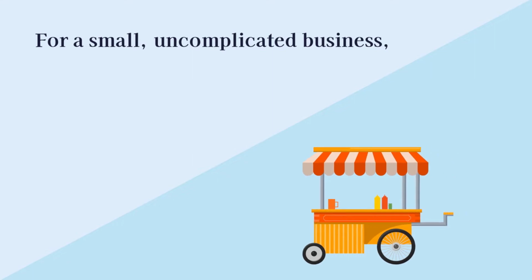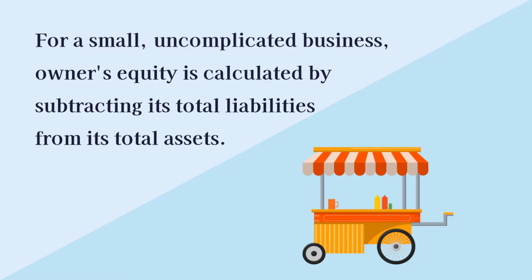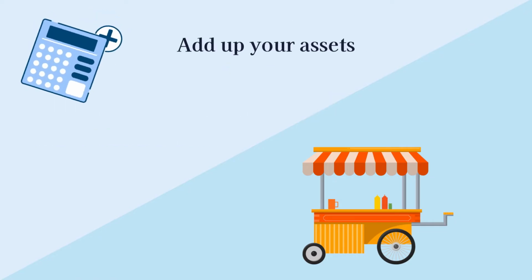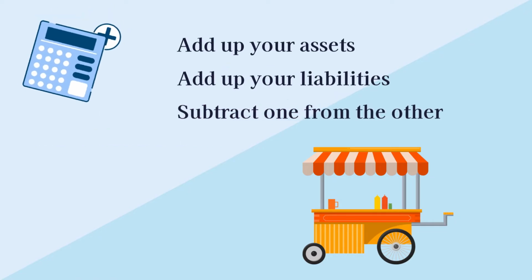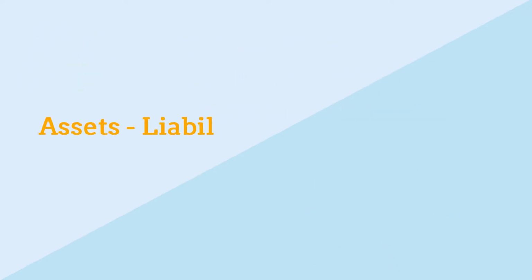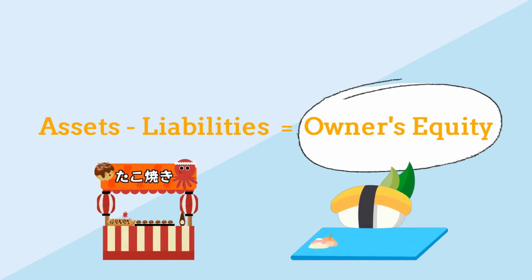You see, for a small, uncomplicated business, owner's equity is calculated by subtracting its total liabilities from its total assets. Yep, that's it. That's all you have to do. If you run a small business, just add up your assets, add up your liabilities, and subtract one from the other. It's as simple as assets minus liabilities equals owner's equity. Pretty easy, right? Well, for small businesses, it is.